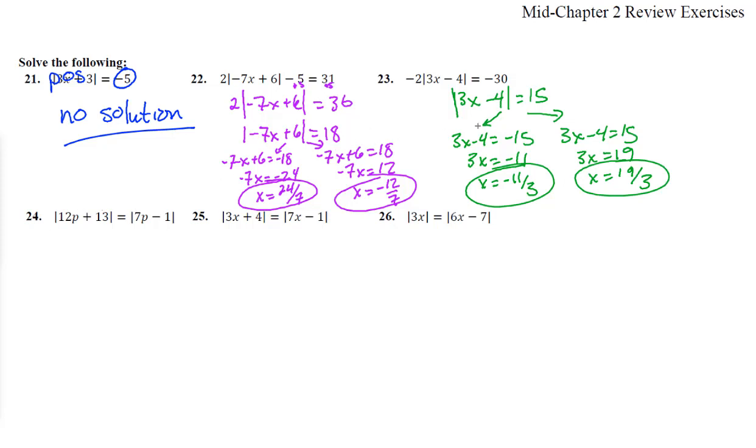Just like this splitting up into one with a negative, one with a positive, if this equals that guy directly, the absolute values will equal each other, or if we equal negative of each other, then we'll also get an answer. So we're going to split it up the same way. We're going to have it written just normal. 12p plus 13 equals 7p minus 1. Or over here, 12p plus 13 equals the opposite of this, which is negative 7p plus 1. All right, let's solve these. So we get a positive, or they equaling each other, and then a negative one right over here.